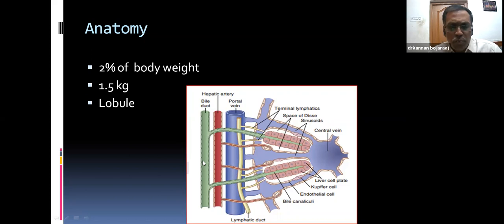The next one is the small portal venules. There is a portal vein, and the small portal venules receive blood from the GIT, the gastrointestinal system, via this portal vein. Hepatic cells are continuously exposed to these portal veins, which form your sinusoids.